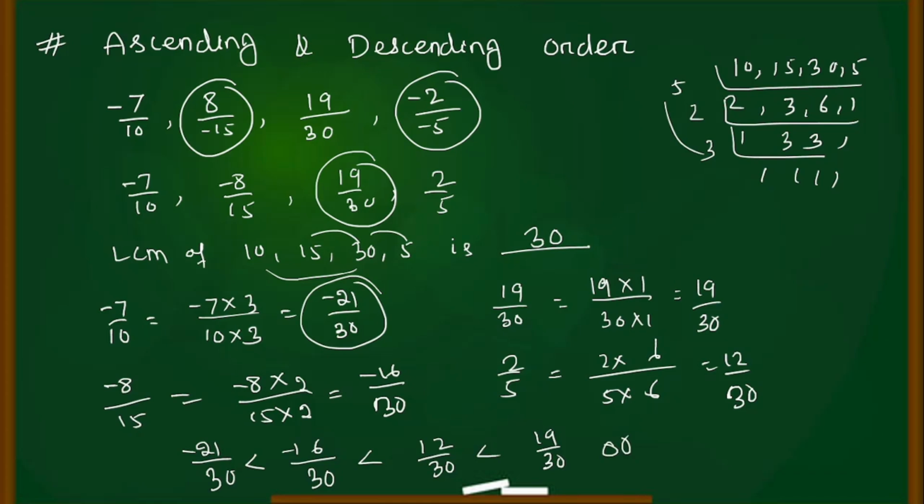Now write the original rational numbers: minus 21 by 30, we can write minus 7 by 10, less than minus 16 by 30, we can write minus 8 by 15, then 2 by 5, then 19 by 30. Do all of you understand? This is the answer. If the question asks for descending order, first we write 19 by 30, then 12 by 30, then minus 16 by 30, then minus 21 by 30. Only the order will be reversed. All the steps are the same. Okay.